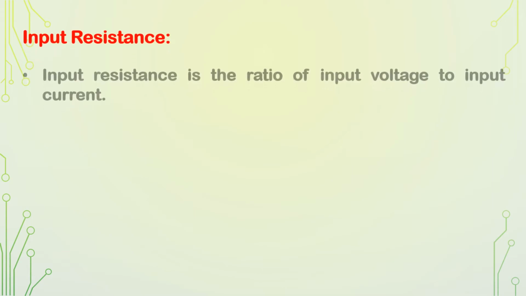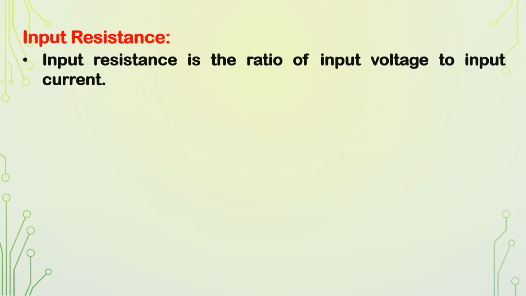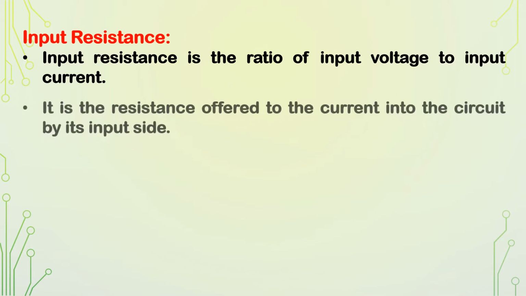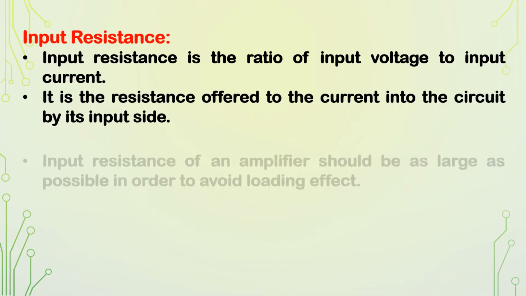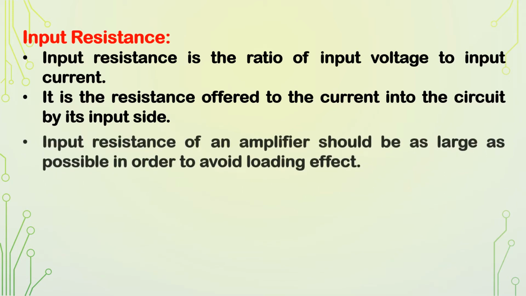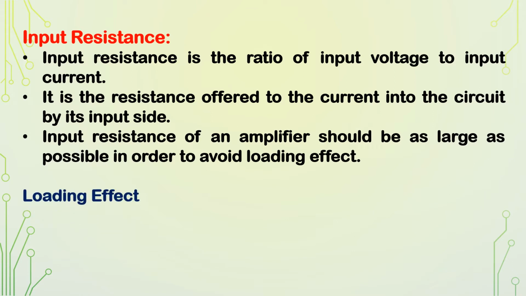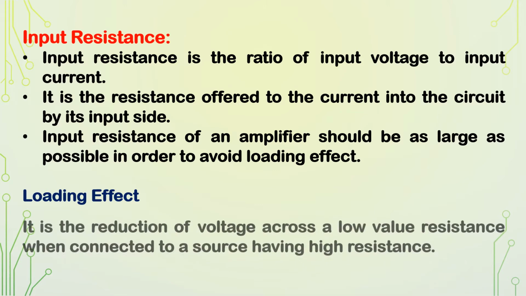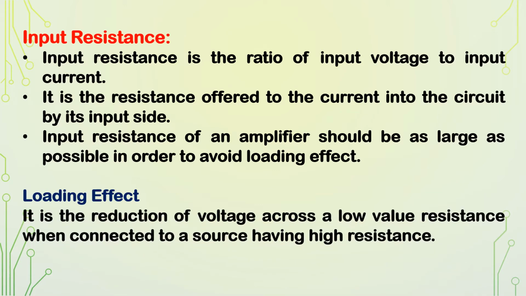So input resistance is the ratio of input voltage to input current, and it is the resistance offered to the current into the circuit by its input side. And input resistance of an amplifier should be as large as possible in order to avoid loading effect. So what is loading effect? It is the reduction of voltage across a low value resistance when connected to a source having high resistance. And so in order to avoid this loading effect, the input resistance of an amplifier should be as large as possible. So I will make you clear the concept of loading effect with an example.